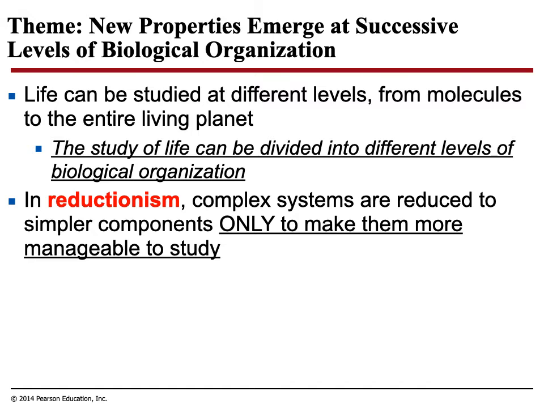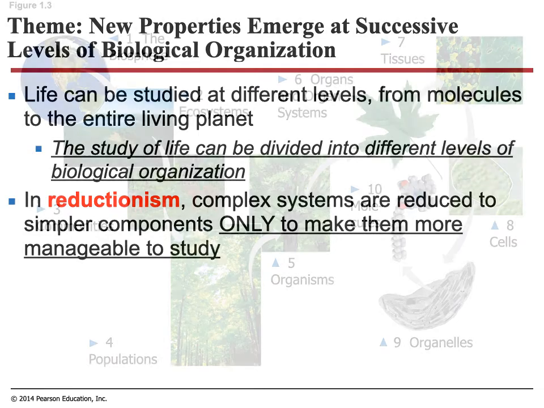Life is just one phenomenon, but in a practice called reductionism, very complex systems are divided up and reduced into simpler components, and notice what I've got underlined here, only to make them more manageable to study. This is just for the sake of study. Is life really that simple? No. The article I'm going to give you is called The Secret of Life. But to study it, we have to divide it up and break it up so that our brains can get a handle on it. So I want to be careful. The science is reductionistic in a way, but the actual phenomenon of life is not. So please keep that in mind.